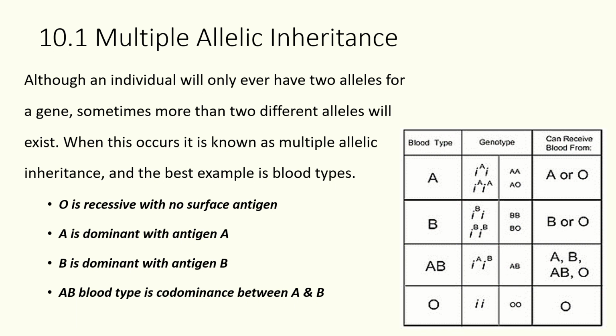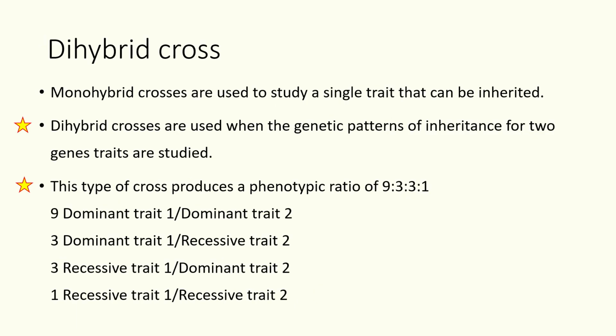Dihybrid crosses. We looked at monohybrid crosses with our Punnett squares before, mono meaning 1, di meaning 2. Instead of looking at just a single trait, we can look at how 2 traits are inherited. So we can look at the genetic patterns of both of those traits. The result of this is basically just a 4 times as big Punnett square with some different phenotypic ratios. So we've got 9, 3, 3, 1: 9 for both dominant traits, 3 for dominant trait A and recessive trait B, 3 for recessive trait A and dominant trait B, and then 1 for recessive.